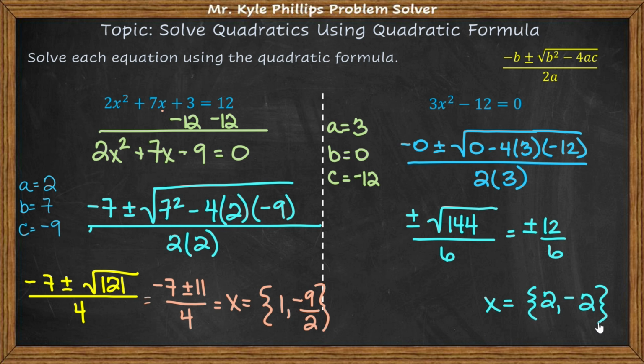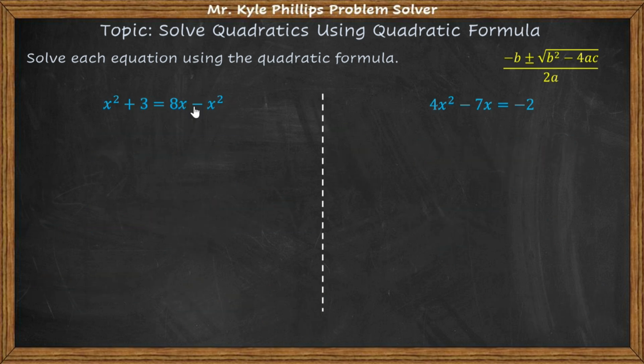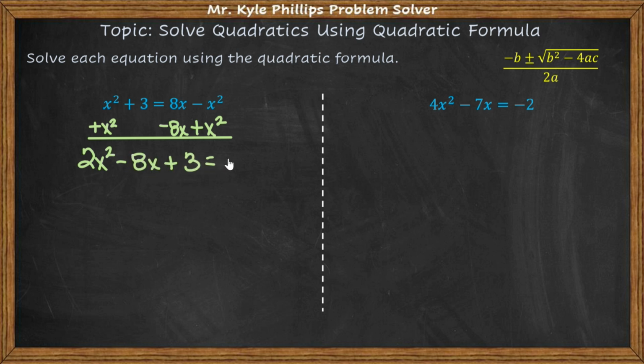All right, let's try a few more problems where we're probably not going to have perfect squares underneath our radical. So here in these problems, remember, we want this to be in standard form. So I'm going to take my x squared and go ahead and move it over here and take my 8x and bring it over here. So I'll need to add x squared to both sides, and I will need to subtract this 8x, and it'll come over here. Now I have 2x squared minus 8x plus 3 equals 0.